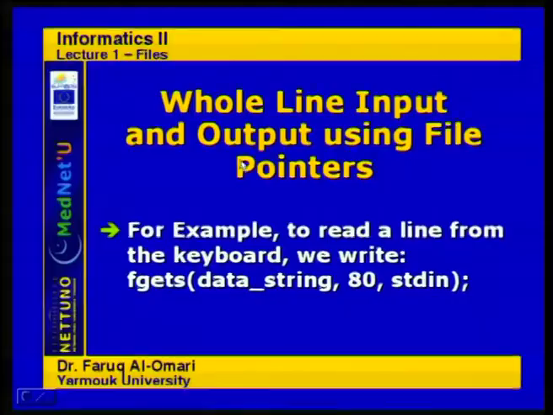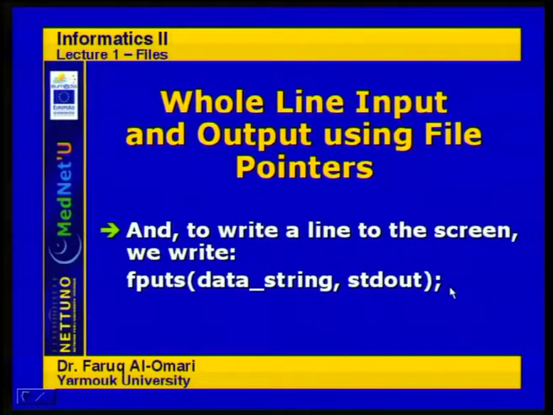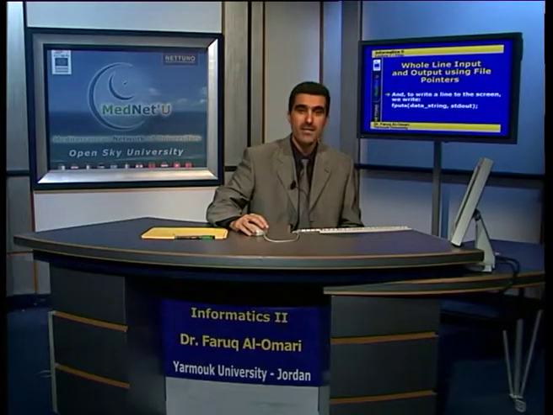So for example, to read a line from the keyboard, we would say something like fGetString, and we're using this new function now. In this case, we have to specify one more parameter, which determines the maximum number of characters, which was not there in the standard getString function. The data string points to the data string itself, coming from the standard input. And to write a line to the screen, we use something like fPutString, dataString, and standard out. Okay, so that's it for the files.